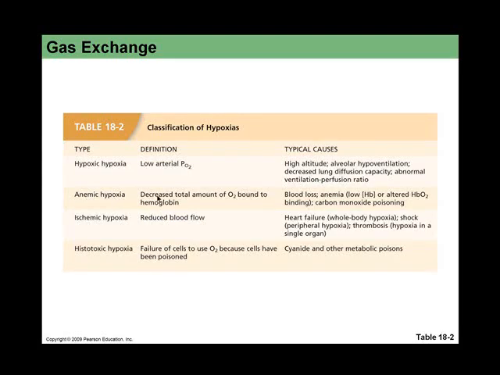Anemic hypoxia is a decreased total amount of O2 bound to the hemoglobin. So blood loss, other forms of anemia, low hemoglobin, or altered oxyhemoglobin binding. That's kind of a weird way to show it, but anyway, whatever might affect the ability of the hemoglobin to bind the oxygen. We'll look at those variables in a while.